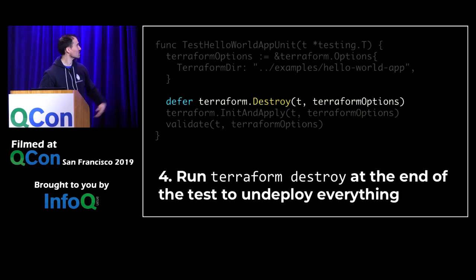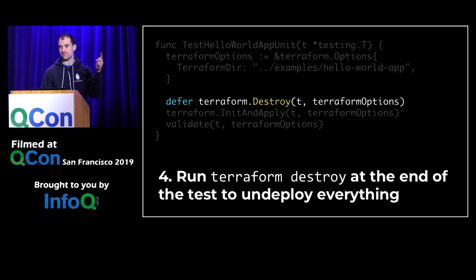And then at the end of the test, we're going to run Terraform destroy. So this defer, if you're not familiar with Go, defer basically says run this before the function exits, no matter how it exits. So even if the test fails, it'll always run defer, similar to a try finally or an ensure in other languages. So that's the test.